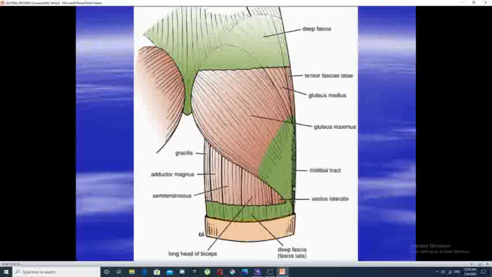On its lateral side is thick band called iliotibial tract, and below deep fascia of the gluteal region is continuous with the deep fascia of thigh, which is called fascia lata.